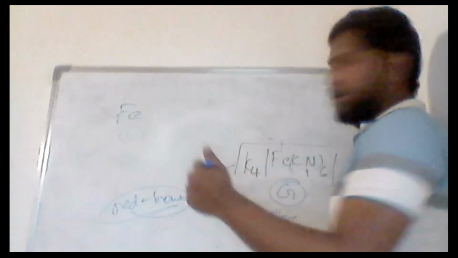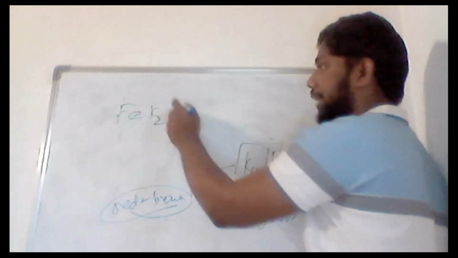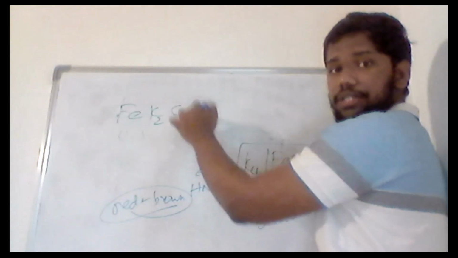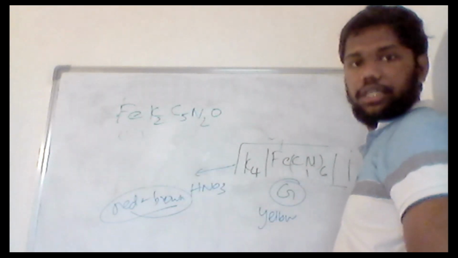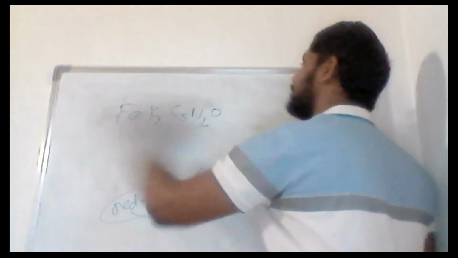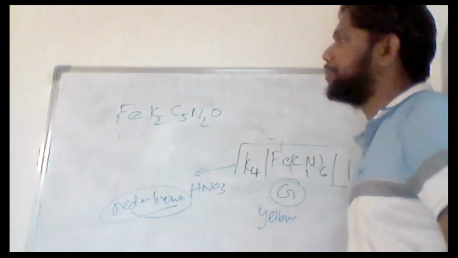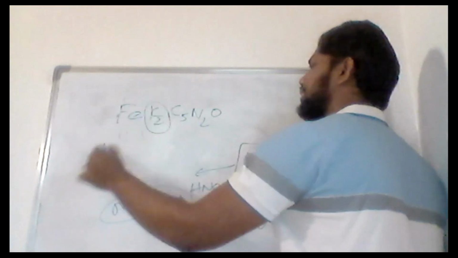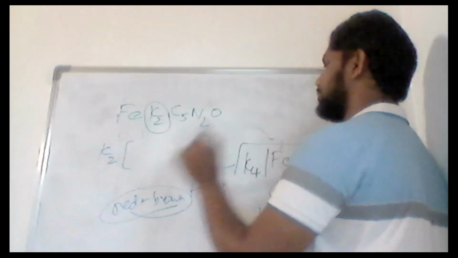The molecular formula should be Fe, 1 Fe, and there should be 2 potassiums, 5 carbons, 2 nitrogens, and 1 oxygen. Okay, so this should be the one that is according to the evaluation. And what can you expect? Since you have 2 potassiums, basically there should be 2 potassium in the front along with the complex.